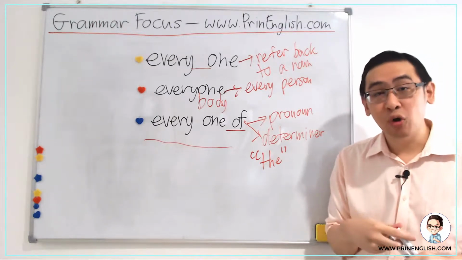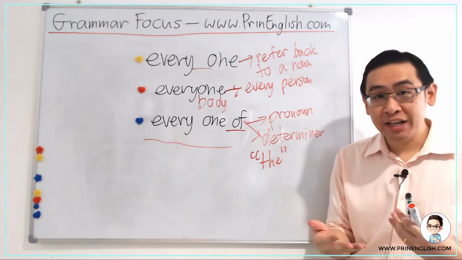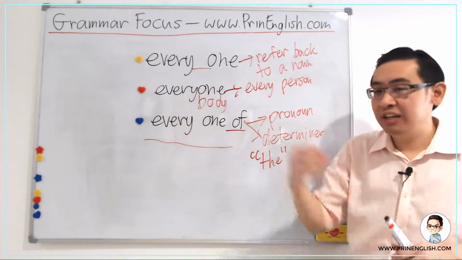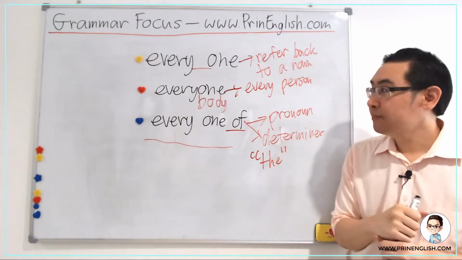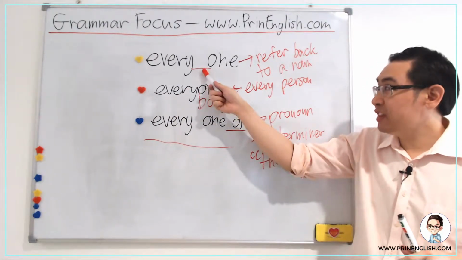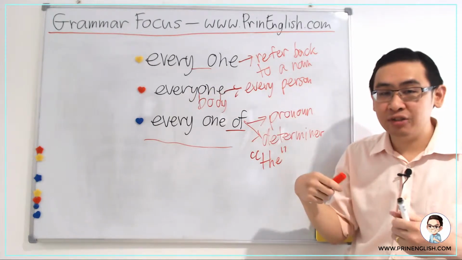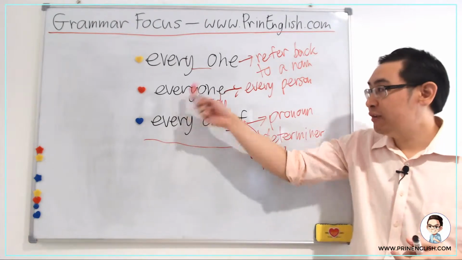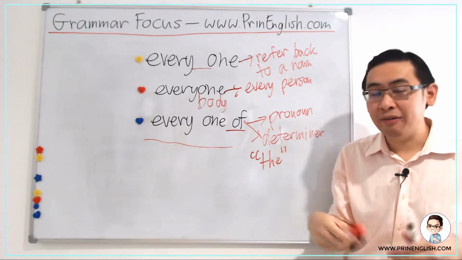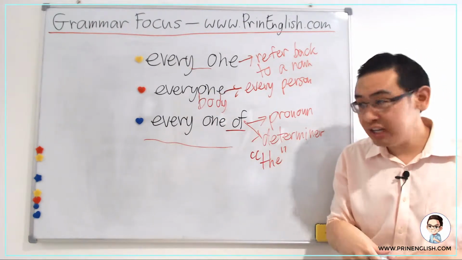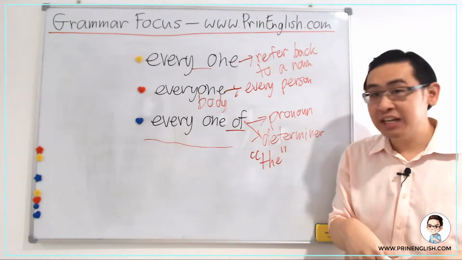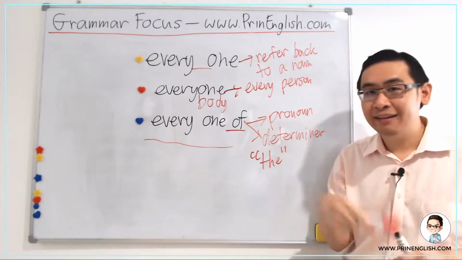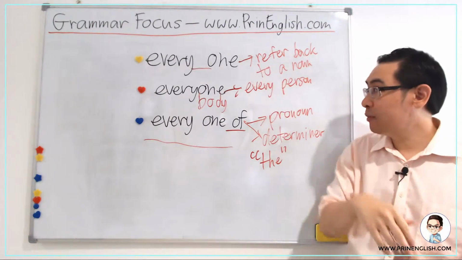So this is more important for when you're writing than when you're speaking, because obviously everyone and every one here are pronounced the same, okay? So to recap, we have every one with a space, which is used to refer back to a word that you have previously talked about, and then we have everyone without a space to talk about every person, we can also say everybody, and the last one, everyone of, is used in front of a pronoun or a determiner, commonly the word the, okay?